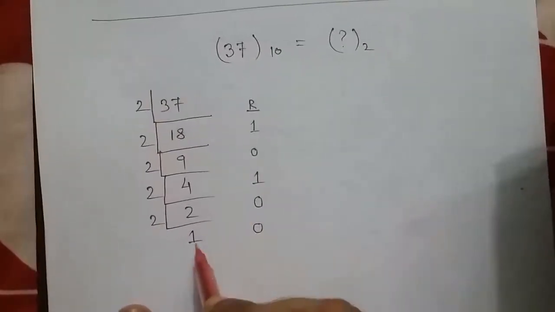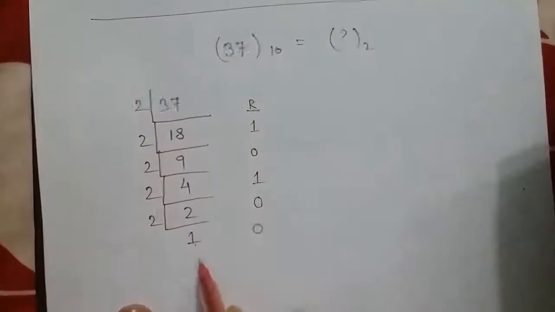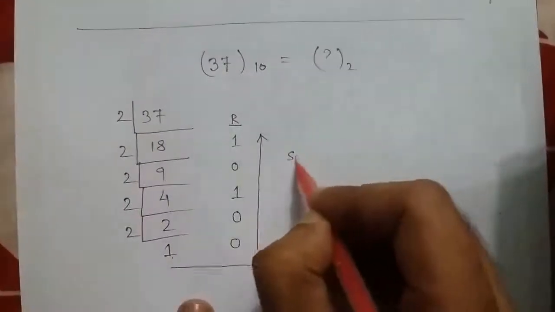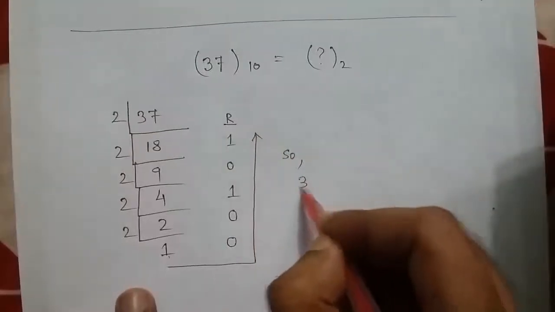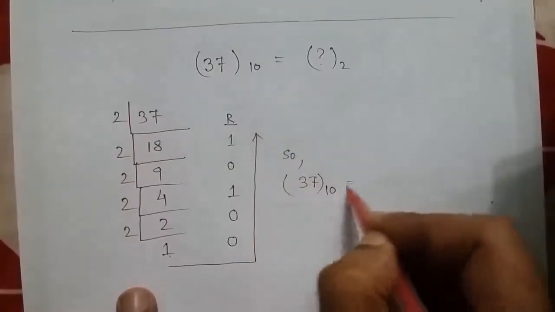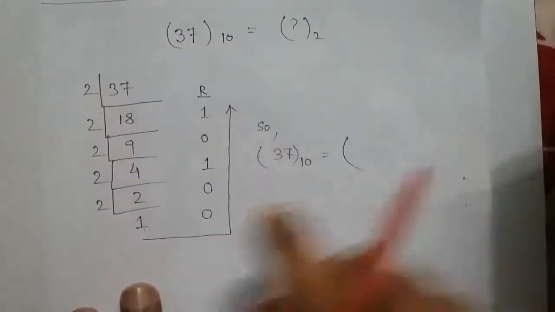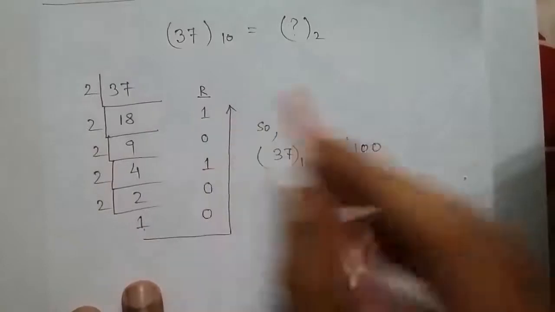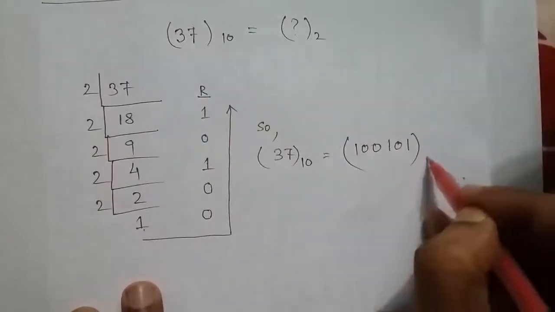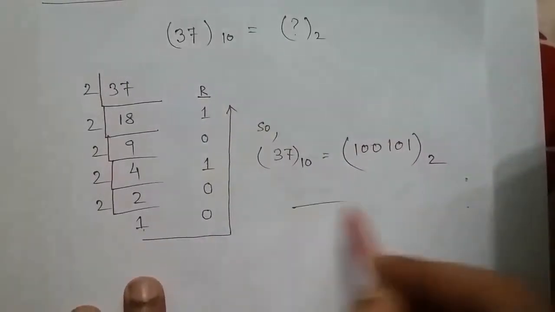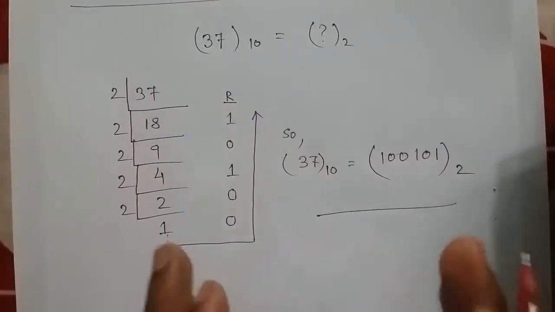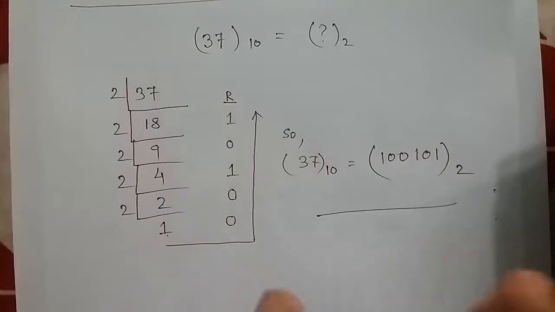So this is the MSB and this is the LSB. So we will write from down to top. So 37 base 10 equals to how much? 100101 base 2. So in this way, decimal numbers are converted into binary numbers. So that's all for now.